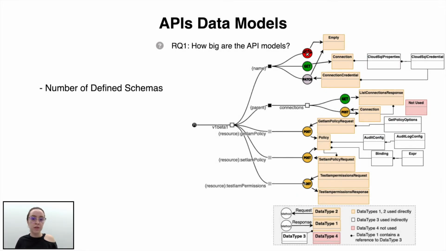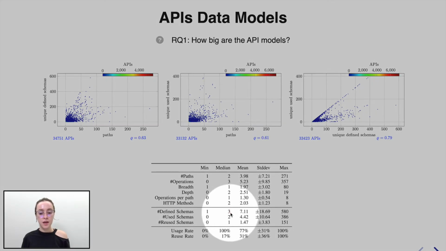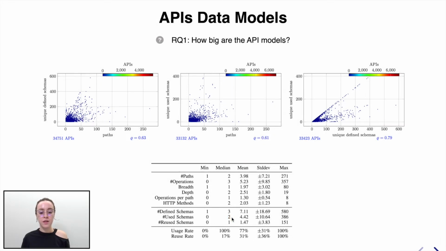And from these two metrics, we can also compute the usage rate of each schema in a data model of an API. We found that most of the API's data models are composed of at least 3 defined schemas, and also most of them have 2 schemas that are used. However, in most of them, all of the defined schemas are actually used.